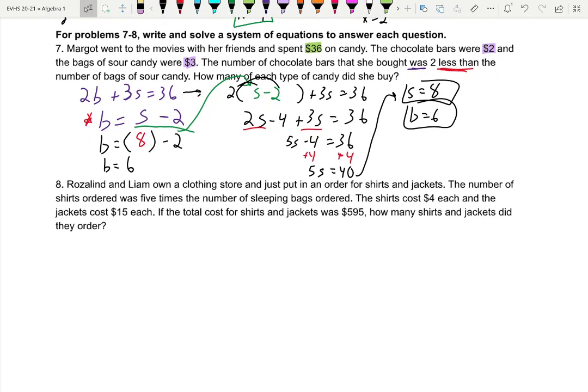Rosalind and Liam own a clothing store and just put in an order for shirts and jackets. Okay, so it looks like we got shirts and jackets. I'm going to be using S and J. The number of shirts ordered was, okay, S is shirts, was is equals 5 times, wait a minute, we jumped to sleeping bags there. You know what, I bet this problem was modified off of another problem. Let's get rid of that sleeping bag right there. Let's just pretend that's not there at all.